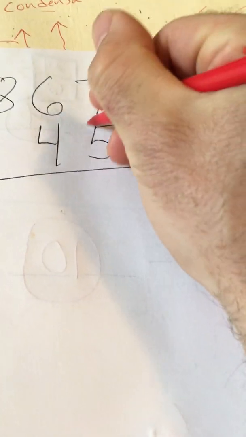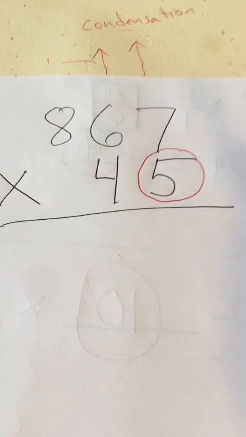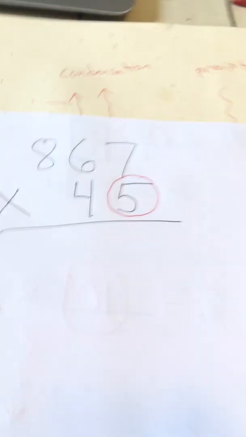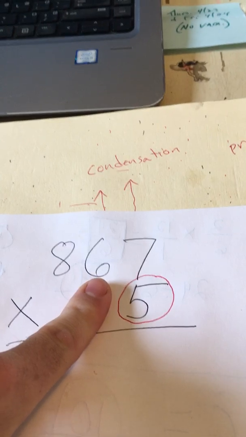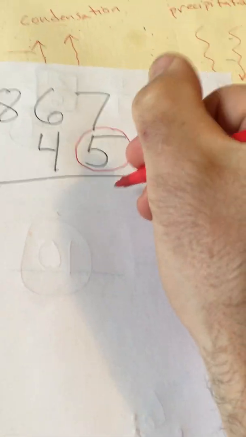So we're going to start in the ones place in the bottom right hand corner. Always start here. So basically we're going to ignore the 40 right now. We're just going to do 5 times 867. So we'll do 5 times 7, then 5 times 6, then 5 times 8. We're going to just ignore this 4 for now. So 5 times 7 is 35.